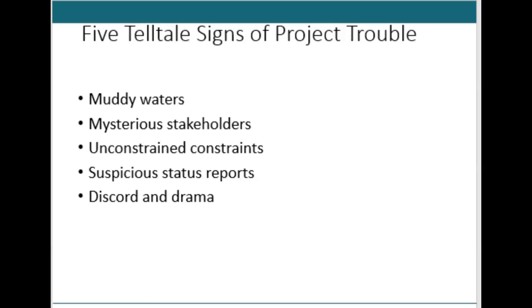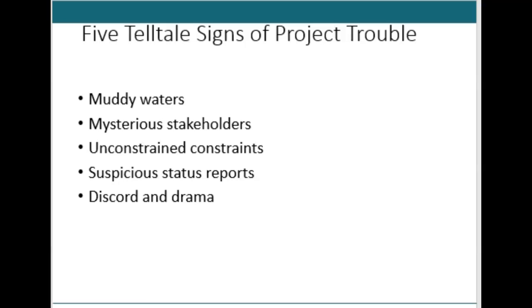The second one, mysterious stakeholders. That comes from stakeholder identification process, and we want to be careful to do that thoroughly. The stakeholders are going to provide us the requirements, and a missed stakeholder means a missed requirement, which will be costly and painful later.